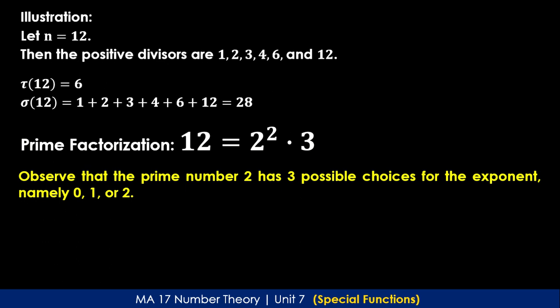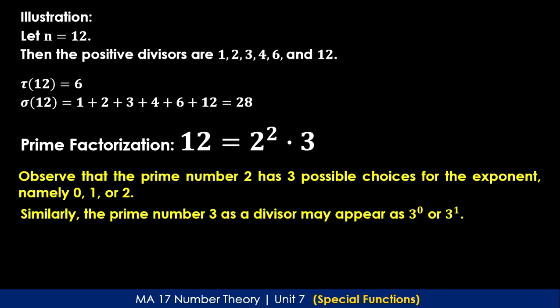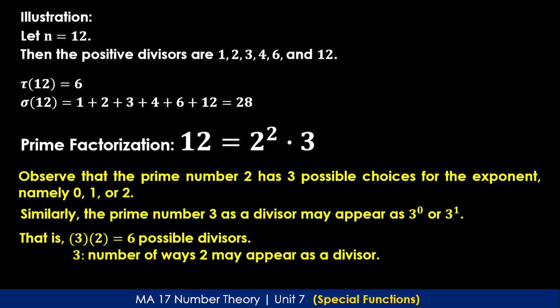In addition, 3 as a divisor may appear as 3 raised to 0 or 3 raised to 1. So it has two possible choices. In this case, 3 times 2 gives 6 possible divisors. 3 is the number of ways 2 may appear as a divisor, and 2 is the number of ways 3 may appear as a divisor.